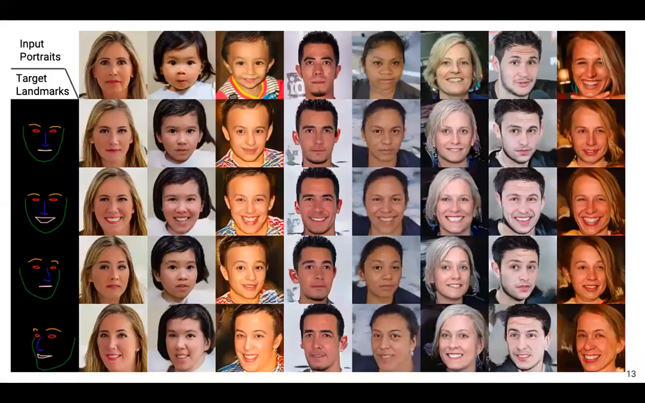Now let's take a quick look at some of the results. Here you can see a set of landmark images being applied to different input portraits. The overall appearance of a person is well preserved, and the desired shape is reasonably well applied. More results can be discussed in the Q&A session.